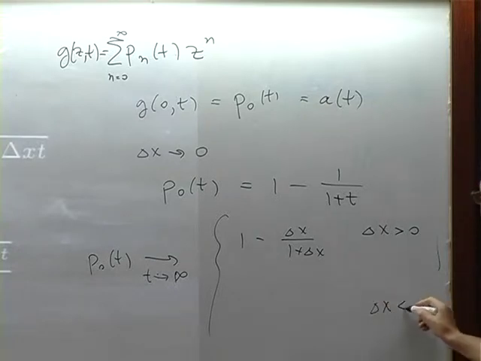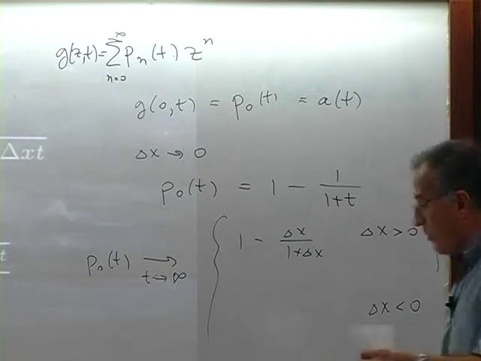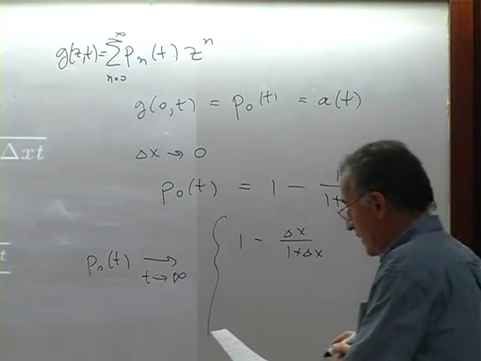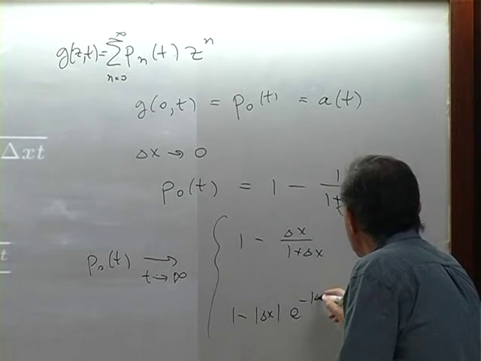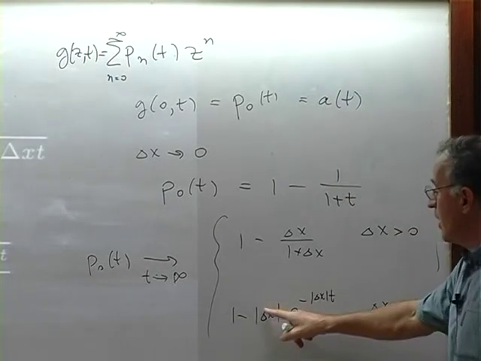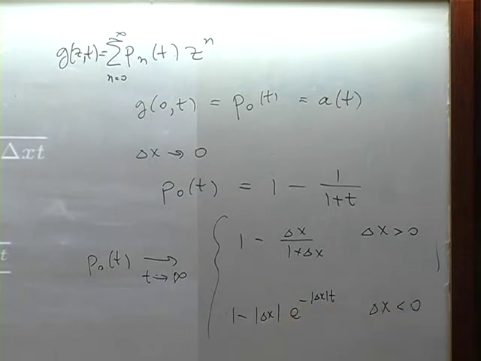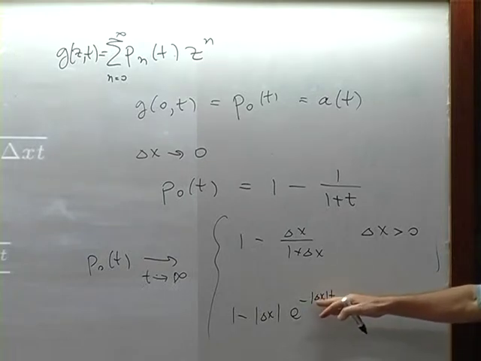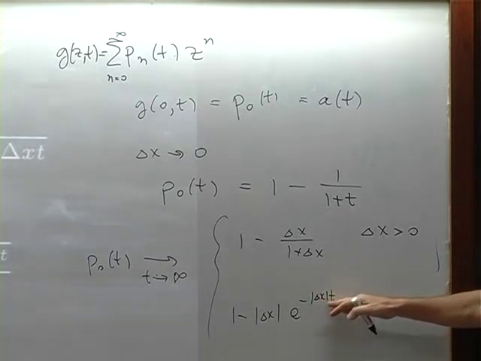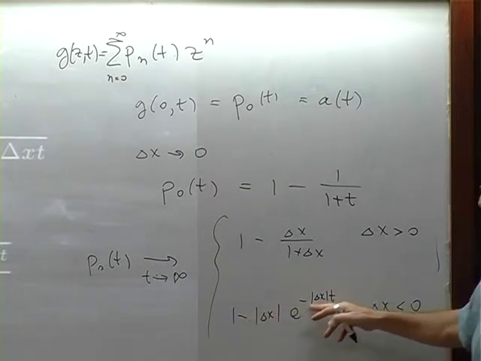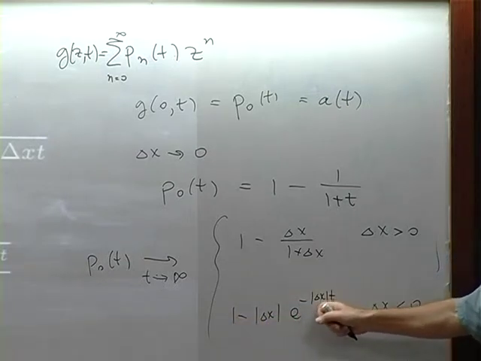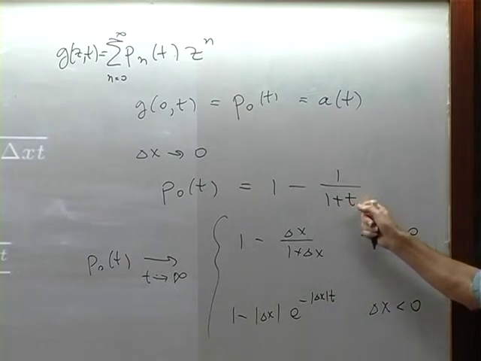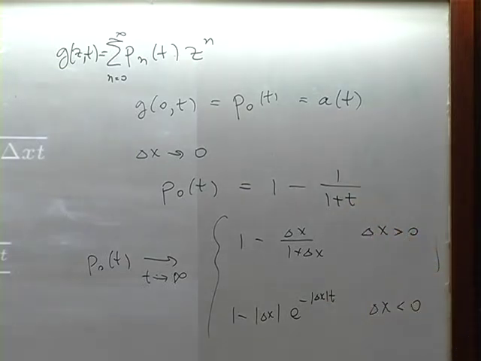On the other hand, if delta x is negative, then our magic expression will give us 1 minus delta x e to the minus delta x t. I'm putting in a modulus to turn a negative number into a positive number. And now the second term contains this dying exponential. So again, the allele is getting extinct with probability 1. And it is approaching extinction much more rapidly than it does in the neutral case.